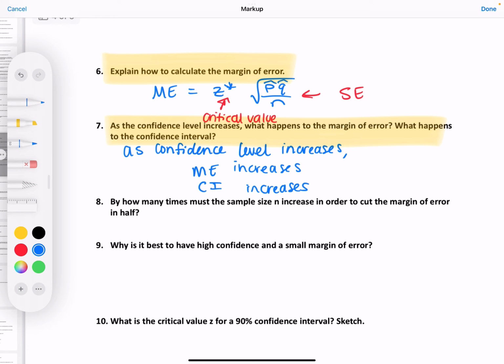Number 8, we basically already answered previously in that fill in the blank question. But by how many times does the sample size n increase in order to cut the margin of error in half? Basically the same thing. It's a slightly different question, but it's still 4 times.